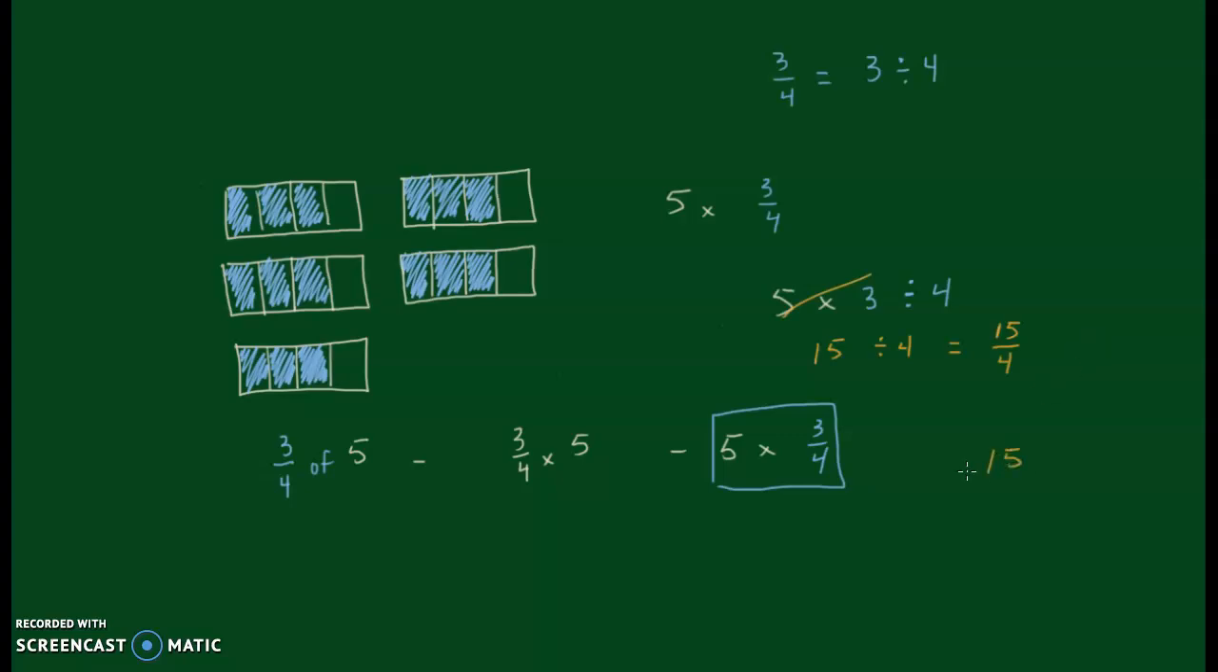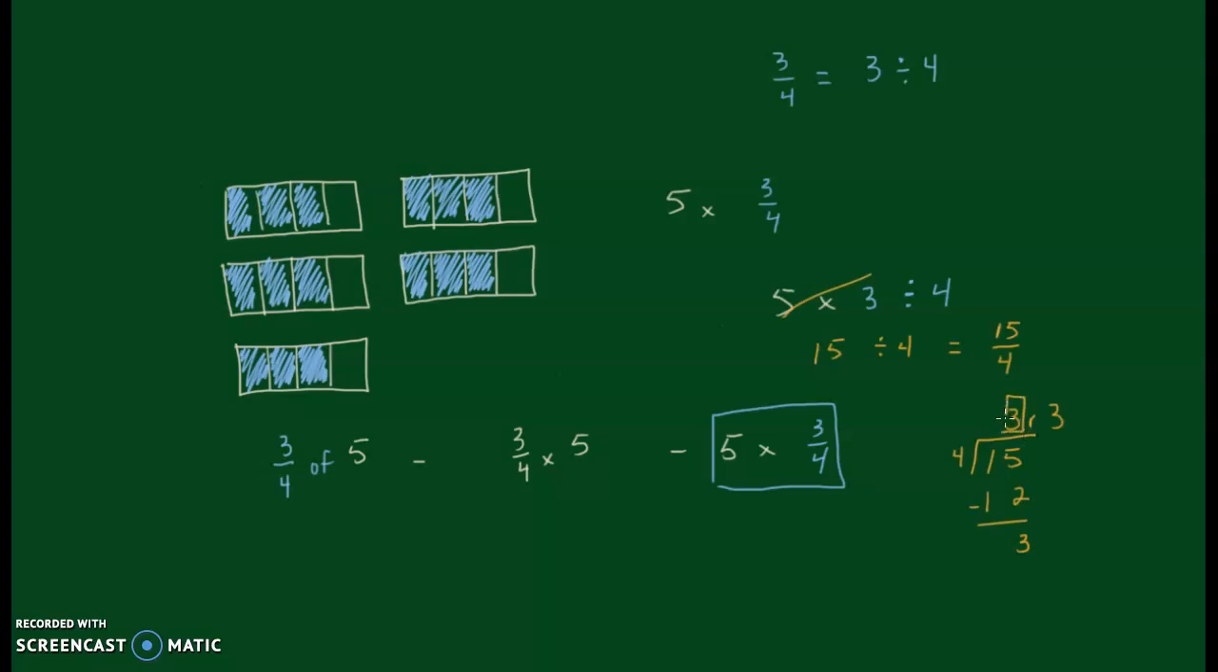So 15 divided by 4. I know there are 3 groups of 4 in 15. 3 times 4 is 12. So I subtract and get 3. So my answer would be 3 remainder 3.